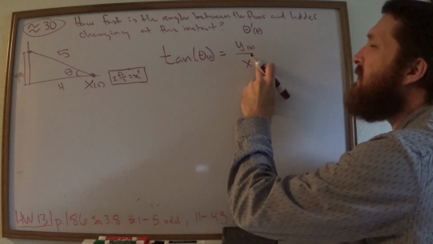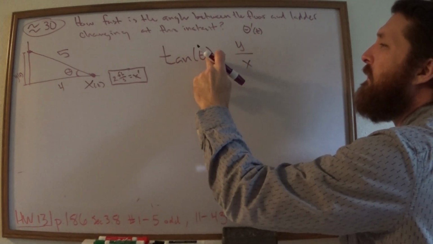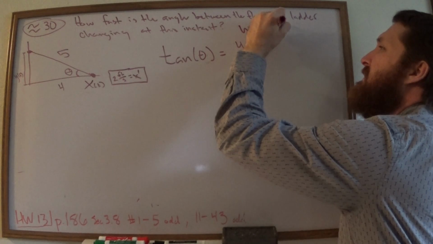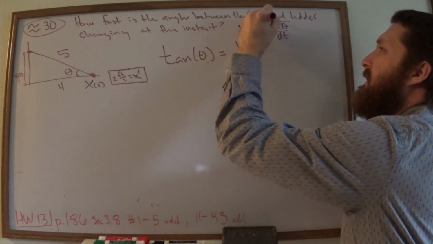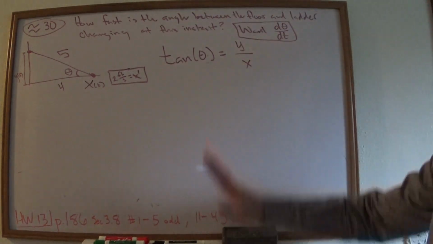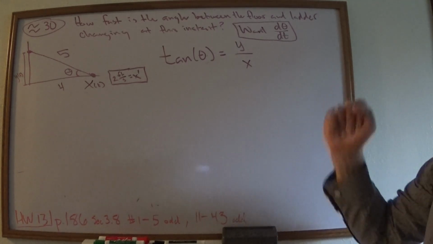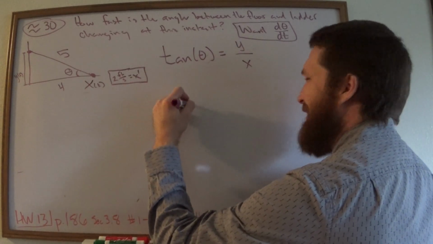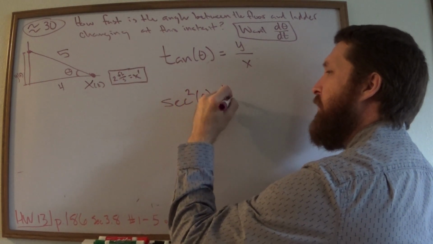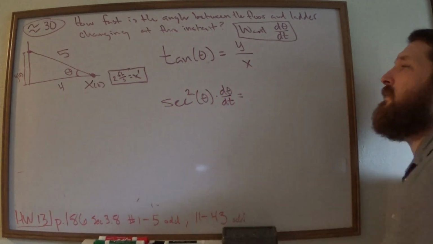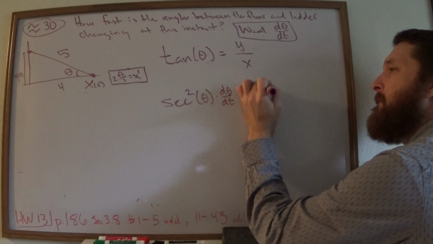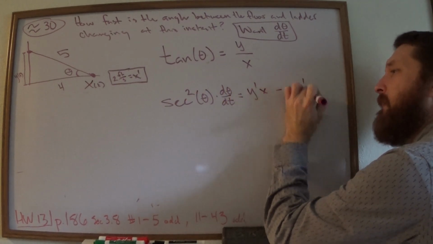And I'm going to do this not with theta prime of t. I just want to switch it up. I'm going to say what we want is d theta dt, which is exactly the same thing as theta prime of t, but I just want to change it up. So take the derivative of tangent, and what do we get? Secant squared of theta times theta prime. There you go. Secant squared of theta times theta prime, or d theta dt, equals y prime times x minus y x prime over x squared.